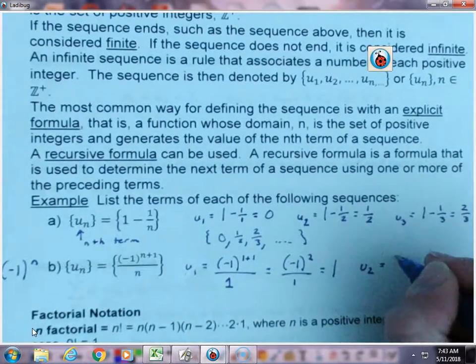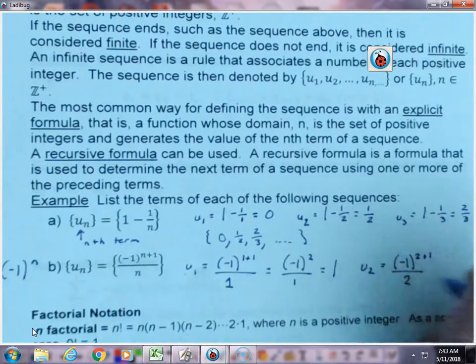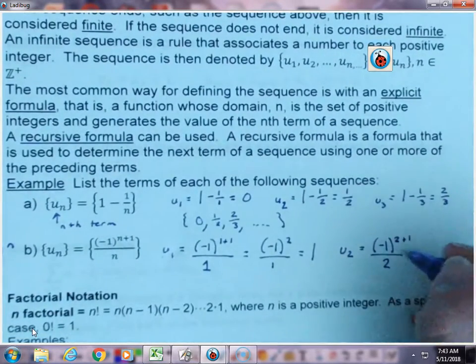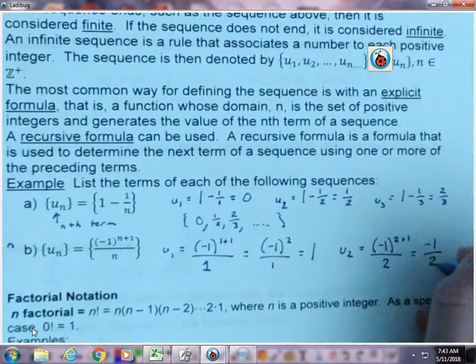Okay, and so I'm going to put in 2 to get the second term. So negative 1 to the 2 plus 1 over 2. So that would be negative 1 to the third. What's negative 1 to the third? Negative 1. So you'd have negative 1/2.